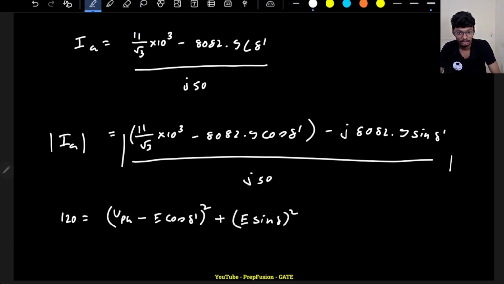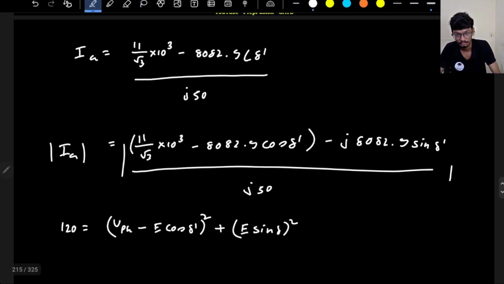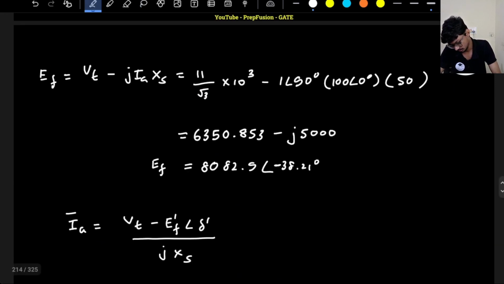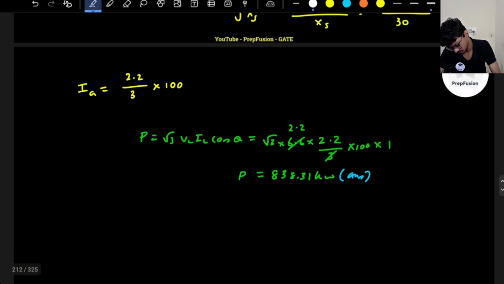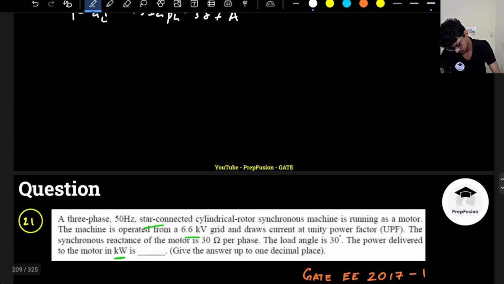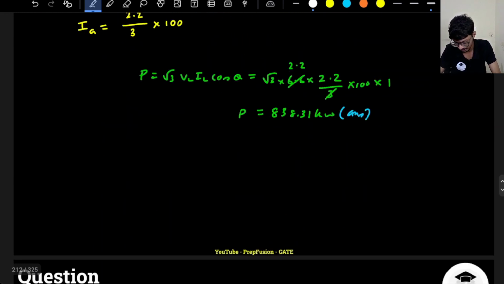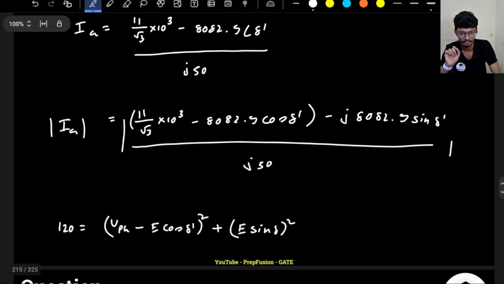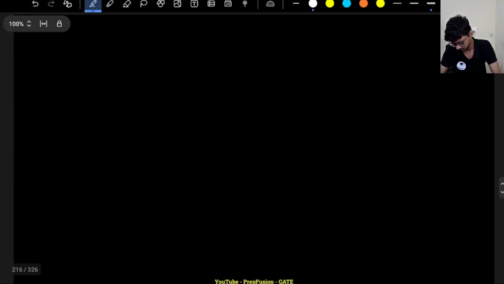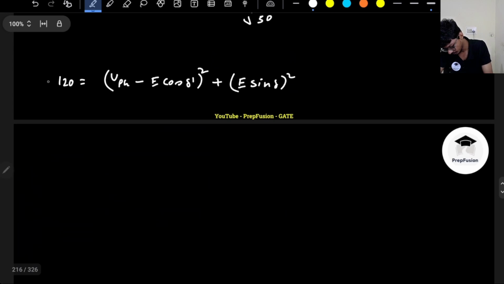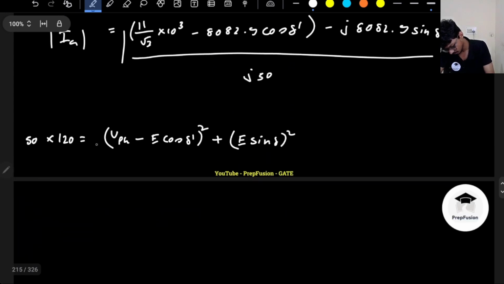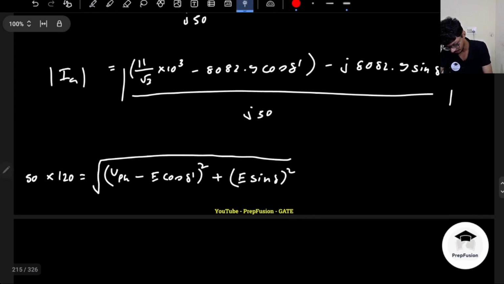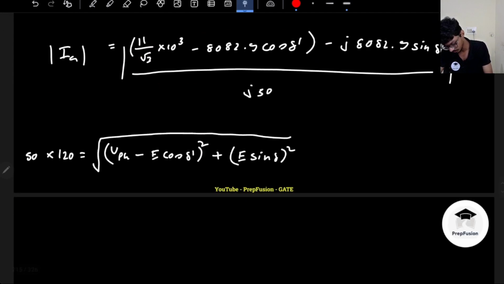And from here I can directly calculate the delta. How? Because I will have only one unknown left. The 50 is also there, into 50, this whole under root. I'm just taking the magnitude, so this square plus this square whole under root, and the magnitude of this is 50 only. 50 goes here, 120. So I will square on both sides.